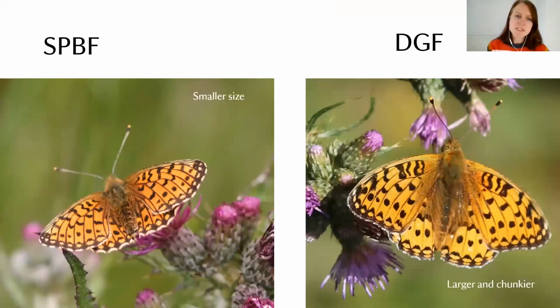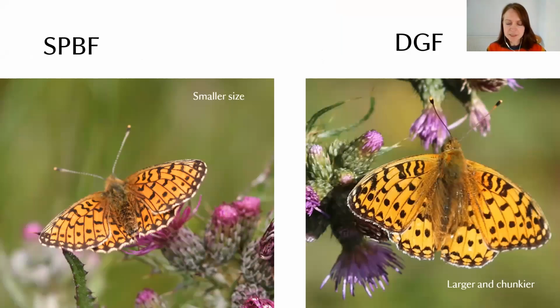Okay, so a bit of a side-by-side of small pearl bordered and dark green fritillary. As I said, size is a big clue. It's the shape as well. Remember that umbrella shape of the dark green. You don't see that so much in small pearl bordered.